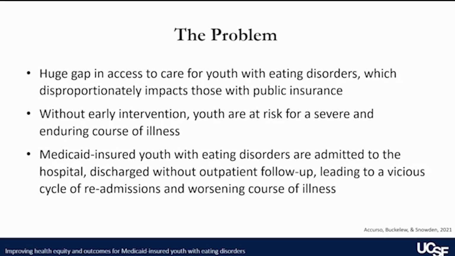And the problem that I was really interested in trying to address is that there's a massive gap for young people with eating disorders in terms of accessing care. And this gap is much bigger and disproportionately impacts people with public insurance. Without early intervention, youth are at risk for a more severe and enduring course of illness that becomes increasingly difficult to recover from. The longer that people have an eating disorder, the more challenging it is to ultimately reach recovery. So early intervention is especially critical, and any delays in access to care diminish the likelihood of a good outcome.